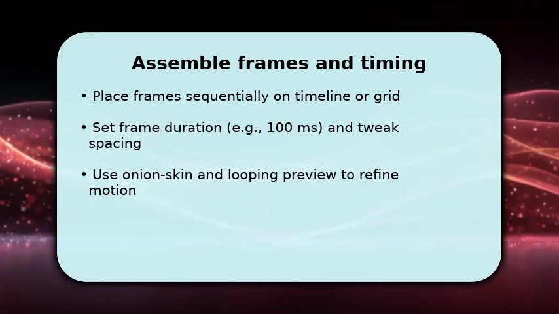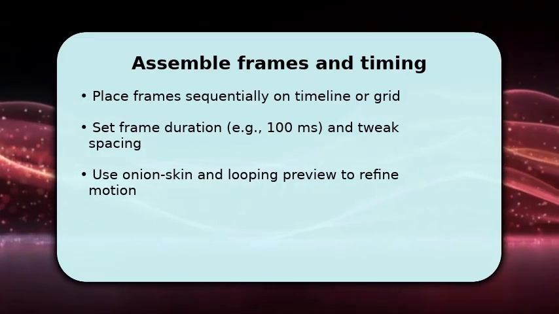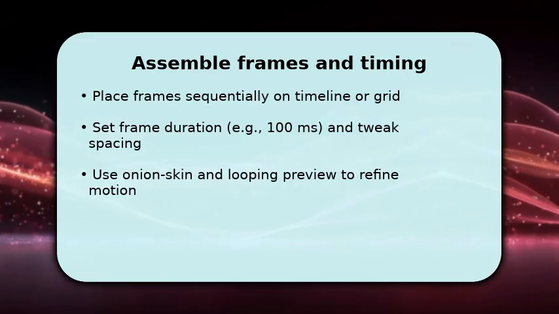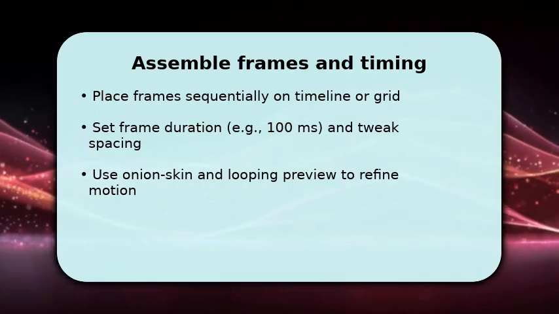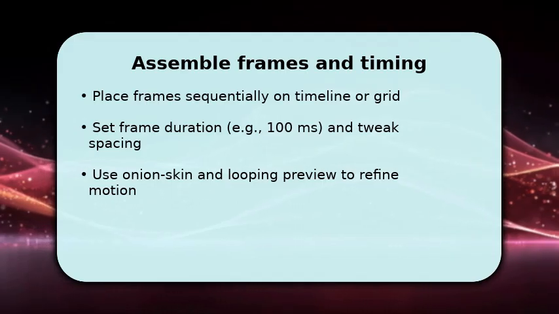Use onion skin to compare adjacent frames and correct spacing or in between frames. Small adjustments to pose and overlap improve perceived fluidity. Also test looping early to catch jerks.